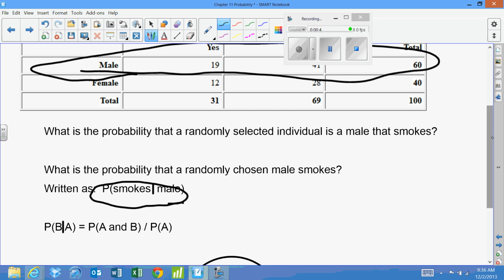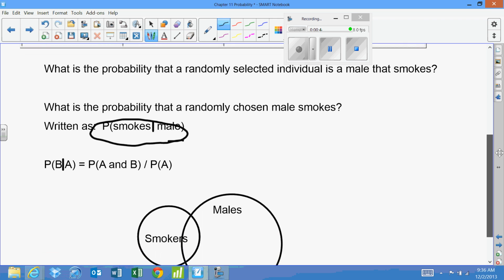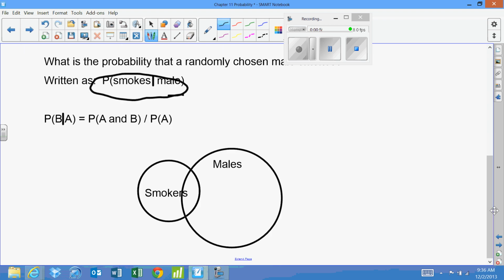When we are looking at a conditional probability like this, we're going to have the probability of B given A, meaning the probability that they smoke and that they're male. Basically we're taking the probability of both of those occurring, dividing it by the total number of males. If we look at our table here, we can do a Venn diagram, which you will be expected to do in your homework. We've got the smokers here, we've got males, and this group in here is what we're actually looking at. We're looking at what proportion of the combined, male and smoke, is out of our total big circle of males.